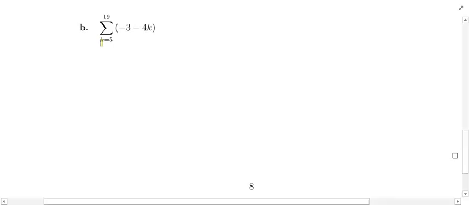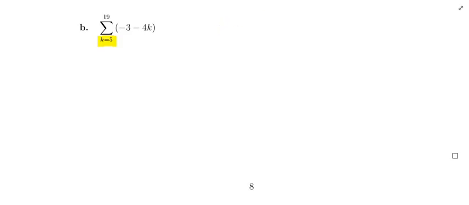If you notice, we don't start at k equals 1. We start at k equals 5. So what do we do about that? Does that matter? Yeah, it matters, because you're adding up the terms from the 5th term to the 19th term. You can't include the 1st term, the 2nd term, the 3rd term, and the 4th term.